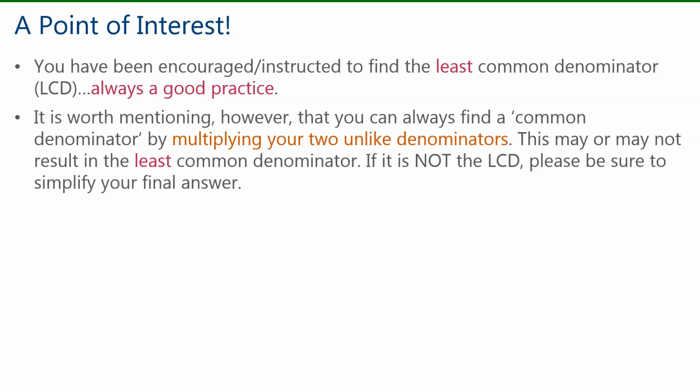But it's worth mentioning that you can always find a common denominator by multiplying your two unlike denominators. And this too will allow you to add the fractions. However, this may or may not result in the least common denominator. And if it's not the LCD, please be sure to simplify your answer. And you will discover as we go through these next couple of examples the reasoning why we encourage you so much to find the LCD.